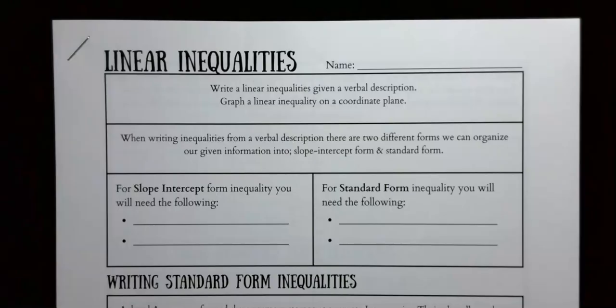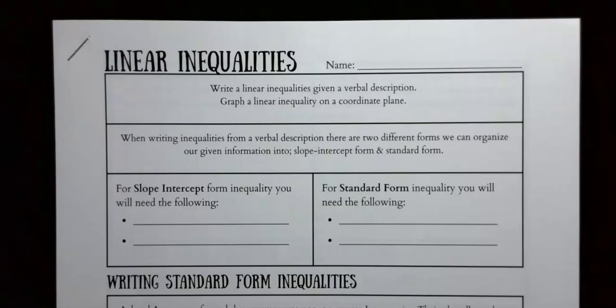There's actually two different ways we can do this. We can write it in slope-intercept form, and we can also write it in standard form. Depending on the information that's given to us, it is going to be easier to write it in one form versus the other. So let's talk specifically about what we need for slope-intercept form.